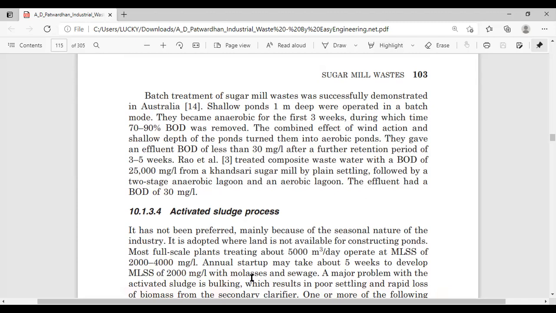5 weeks. Raw and ETL treated composite wastewater with a BOD of 25,000 milligram per liter from a Kandasi sugar mill was treated by plain settling, followed by a two-stage aerobic lagoon and an anaerobic lagoon. The effluent had a BOD of 30 milligram per liter.